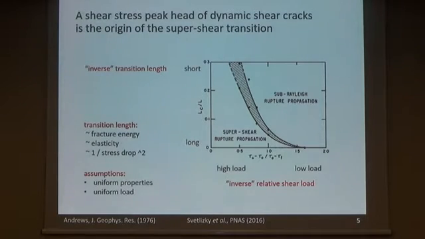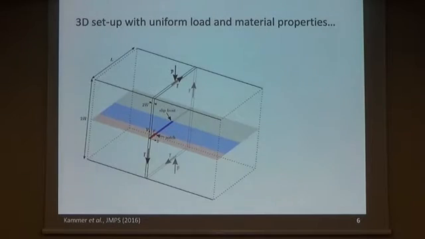Now let's get to the interesting thing. So this is the assumption: everything uniform. Uniform properties, uniform loading. Now, uniform properties, uniform loading, uniform interface properties, that's not the situation in most realistic systems. And now we have to figure out how heterogeneity can actually affect this behavior. And that's what we are trying to look at here.